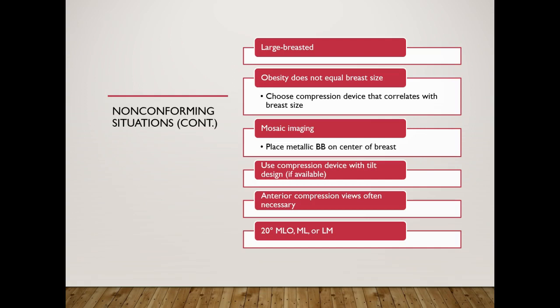You might want to use a compression device that tilts, and that's because a lot of times it may be very difficult to get that breast compressed back towards the base of the breast, and the tilting helps with that. Anterior compression views are often necessary. By the time you get all of that breast tissue compressed, it may not be able to come down enough to catch the front of the breast, the anterior portion of the breast. So you may need to do a separate view to compress the front of the breast.